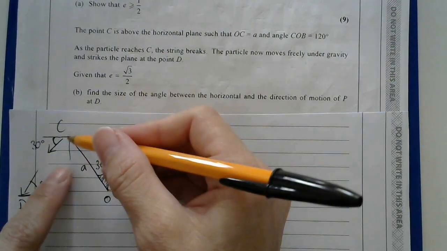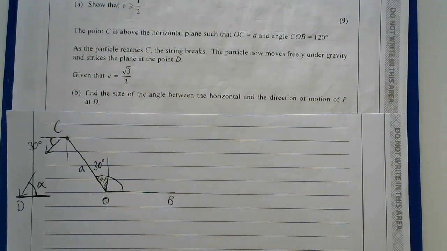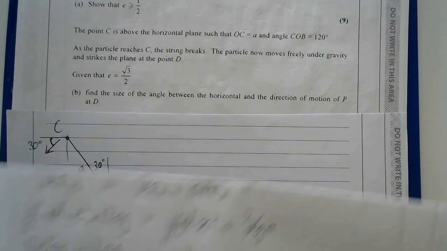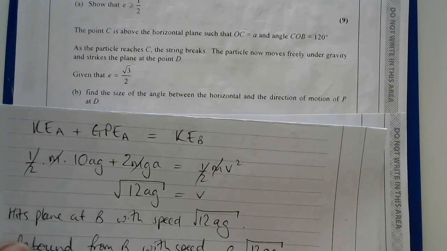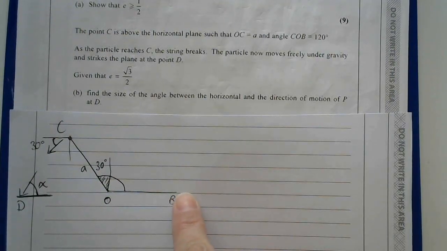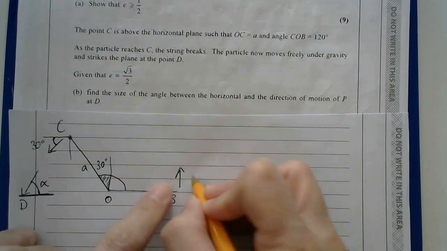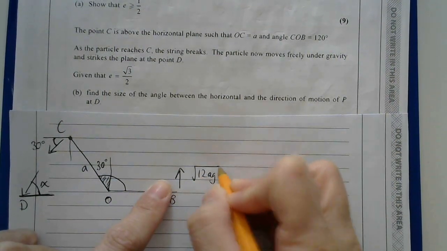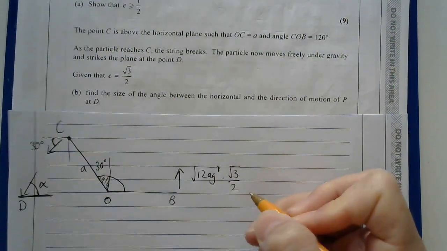Right, okay, so when it's here I need to know what the speed is here. Now, what did I work out? I did the thing with kinetic energy. I've got the rebound speed from the bottom, so I could work out the speed here using the rebound speed here, and that rebound speed was root 12 ag multiplied by E, and so E I now know is root 3 over 2.